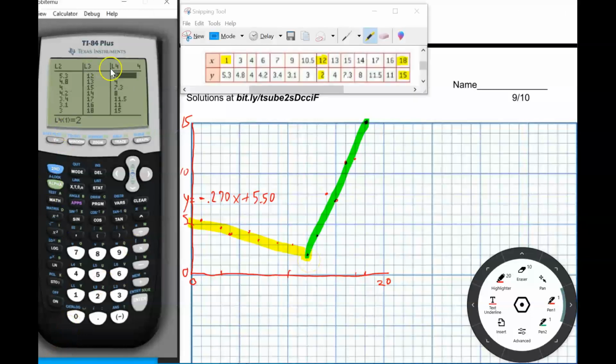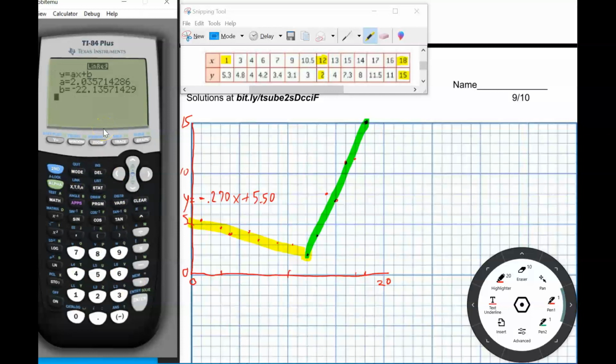Okay, I put the green data in list 3 and list 4 just so that I would have the yellow data in there still. And I do stat calc, and since I put it in list 3 and list 4, I need to do stat calc linreg, which is option number 4. And I'm going to put L3 for the X list, and then for Y list, I'm going to put L4. And then I'm going to do calculate.